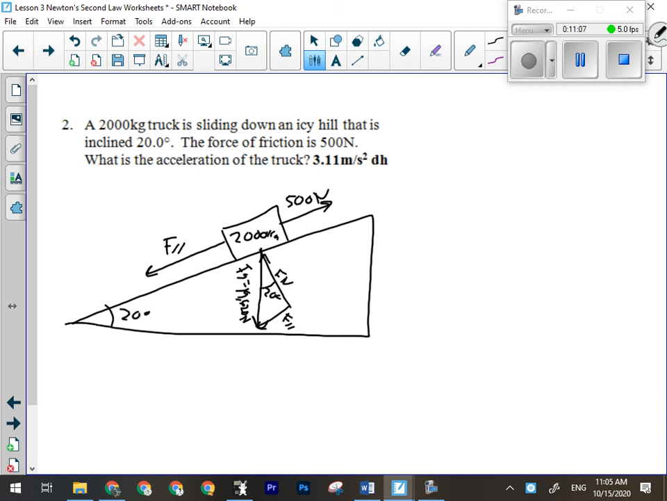All right, so we're looking for the acceleration of the truck. In order to get the acceleration of the truck, I am going to need F net. And I don't have it yet. But I can find it if I find the net force using the vector sum of all forces, which would be F parallel plus the force of friction. So I'm going to find F parallel. F parallel is the opposite side of that triangle. So I'll go sine of 20 times 19,620.